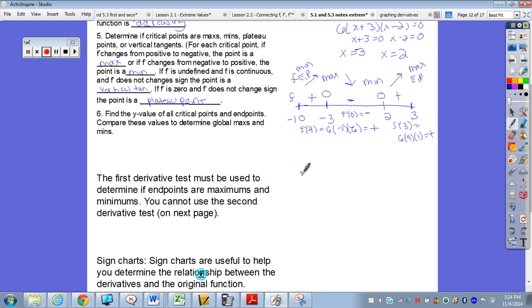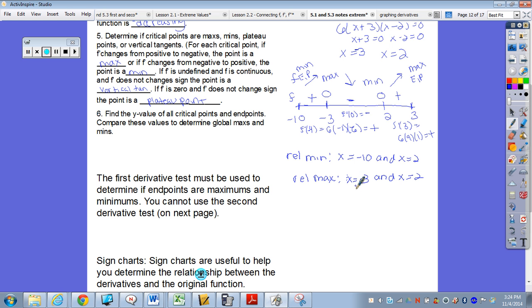So for this, I have a relative min at x equals -10 and x equals 2, and I have a relative max at x equals -3 and x equals 3. So that's what we found using our sign chart.